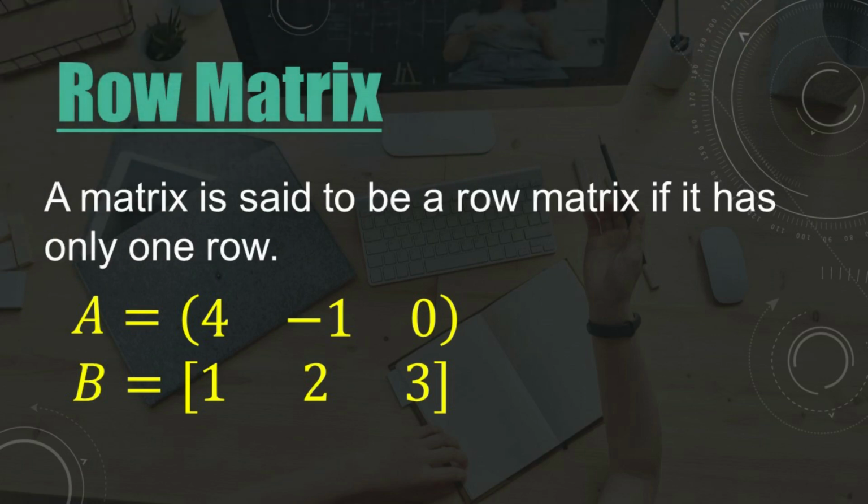What is a row matrix? A matrix is said to be a row matrix if it has only one row. Likewise, A equals 4, minus 1, 0, and B equals 1, 2, 3. So these are row matrices. We have only one row, and the columns can be any number. It can be 2 columns, 3 columns, 4 columns. In the example, I put only 3 columns.